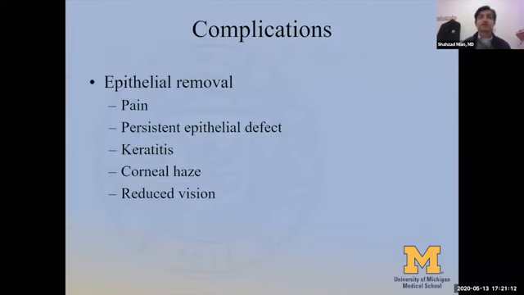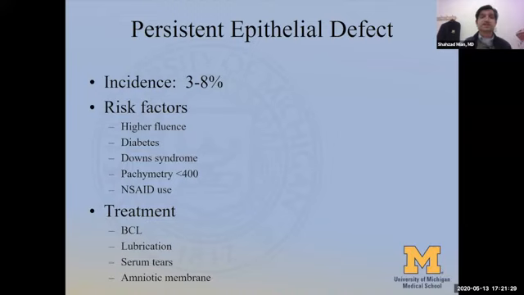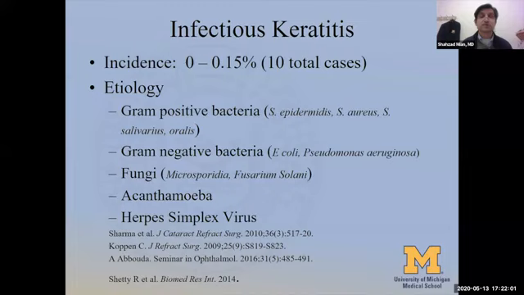Complications associated with collagen cross-linking in the United States have primarily been associated with epithelial removal. Not only does this cause the obvious pain, but because there's a persistent epithelial defect, this can result in keratitis, haze, and reduced best corrected vision. The incidence of persistent epithelial defect is reported in the literature to be between 3 and 8%, where the risk factors include things such as higher fluence use, diabetes, history of Down syndrome, pachymetry less than 400, and use of topical non-steroidals after surgery. Treatment is primarily associated with things that we use when we're managing neurotrophic corneal ulcers or corneal abrasions that are prolonged, including bandaged lenses, lubrication, serum tears, and possibly amniotic membrane use with more persistent defects.